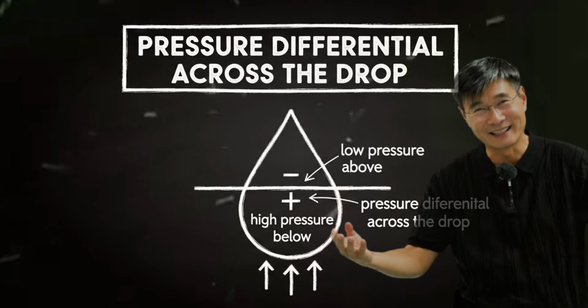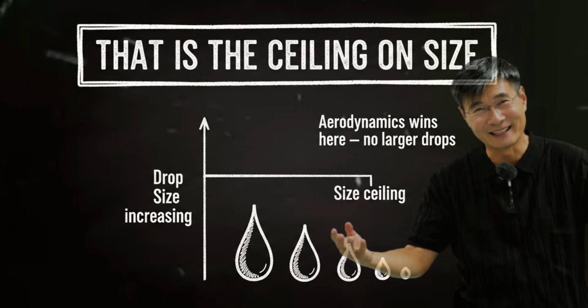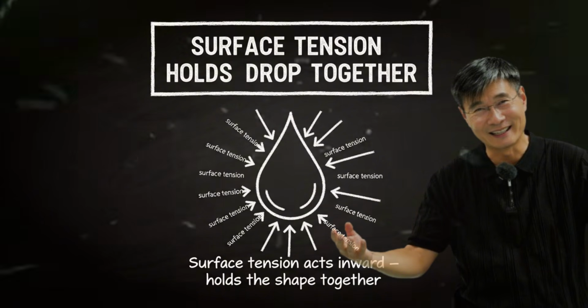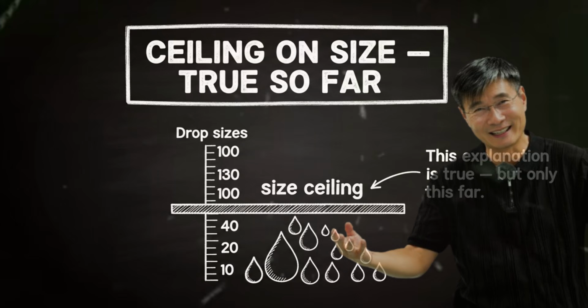At some point, aerodynamic forces, the drag on the flattening lower face, the pressure differential across the drop, overcome the surface tension holding it together. And the drop breaks apart. That is the ceiling on size. True as far as it goes.